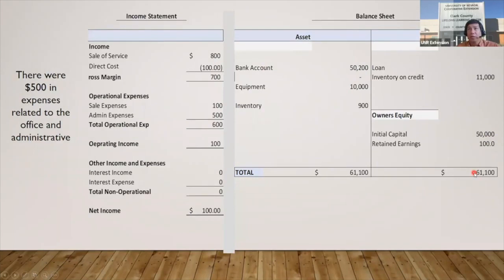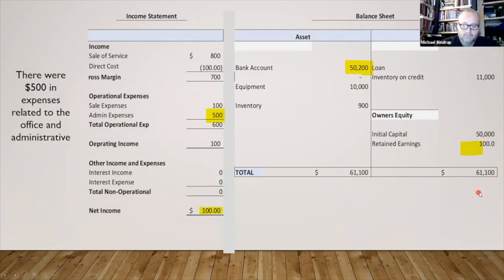There were $500 in expenses related to the office and administrative. So we have $500 administrative expenses, which come out of our assets, the bank account, which translate into net income of $100, which affects our retained earnings, and the balance is kept. Okay.